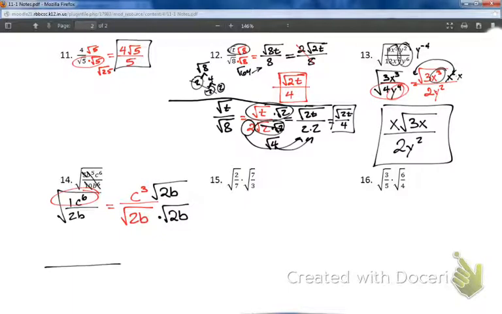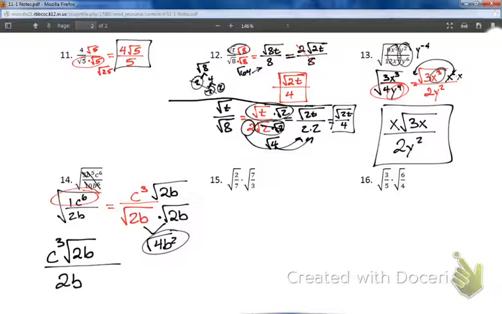Making my new numerator c to the 3rd, which is on the outside, times square root of 2b, and making my new denominator just 2b. And again, that is because the root 2b times root 2b is the square root of 4b squared, but that's a perfect square. It just turns into 2b. So you look here then at c to the 3rd root 2b over 2b.